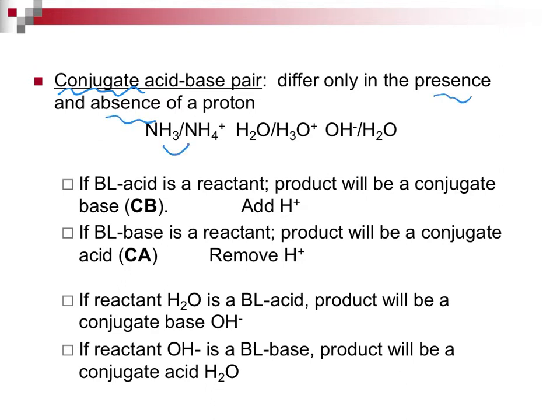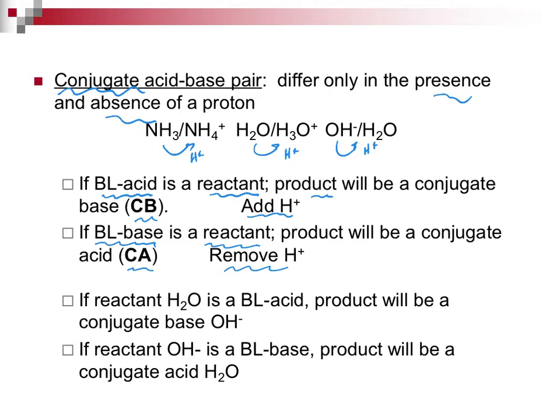As you look at these, if I add H+ to each of those initial species, I now have a conjugate acid-base pair. By definition, if a Bronsted-Lowry acid is a reactant, the product will be a conjugate base. If the Bronsted-Lowry base is a reactant, the product will be a conjugate acid. You have to practice with some real molecules, because that's the only way to get a feel for these.